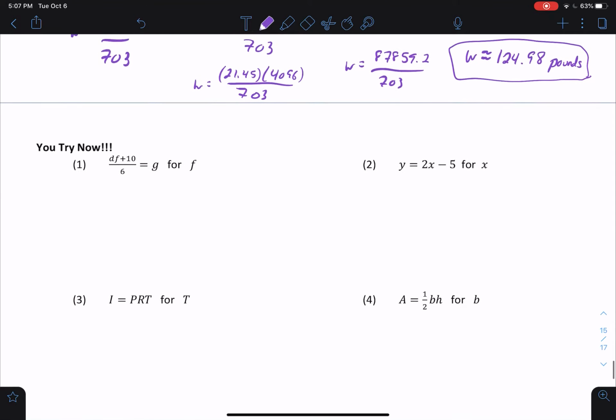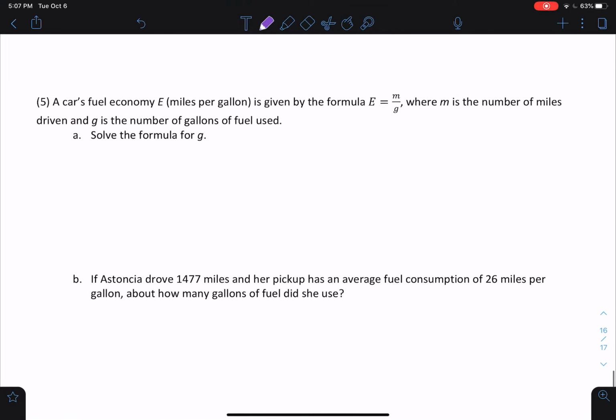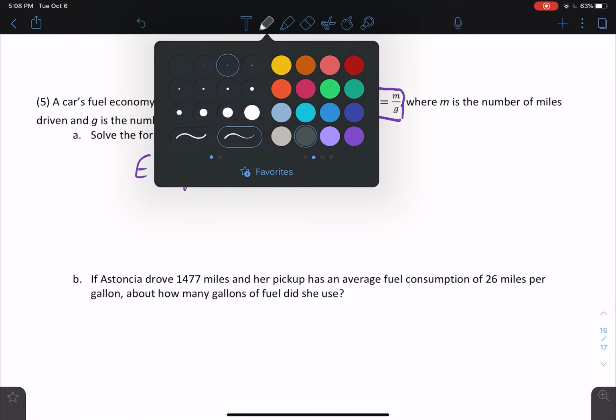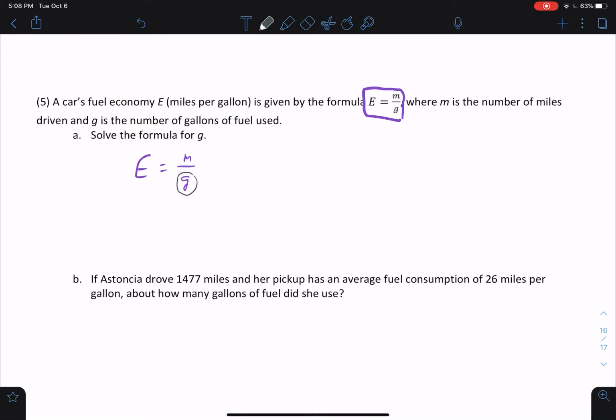We're going to skip these four You Try Nows for now. I'm going to go down and do another one with you. A car's fuel economy, E, miles per gallon, is given by this formula: E equals M divided by G. M is the number of miles driven. G is the number of gallons used. Solve the formula for G. So I've got E equals M divided by G. I'm trying to get the G by itself. Well, here's the issue. The G is in the denominator.